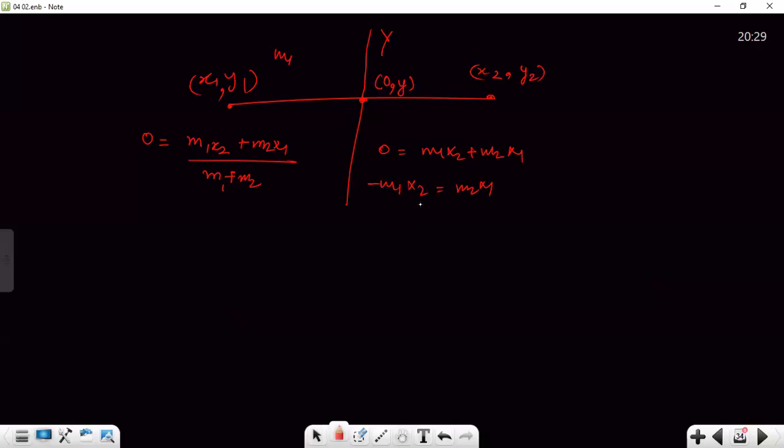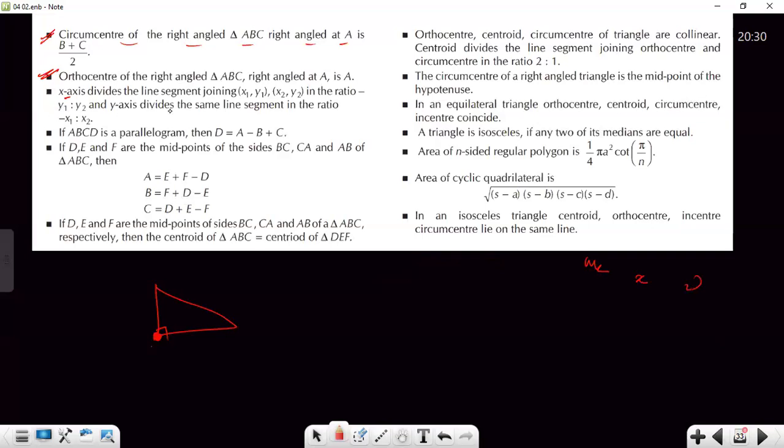Okay, so where were we? Yeah, bring the m2 onto the left hand side and bring the x2 and the negative sign on the right hand side. So our ratio has become minus of x1 is to x2 when the y-axis was dividing the line segment. So it is very simple. x1 and x2 are the points here. Minus of x1 is to x2. This is the ratio.